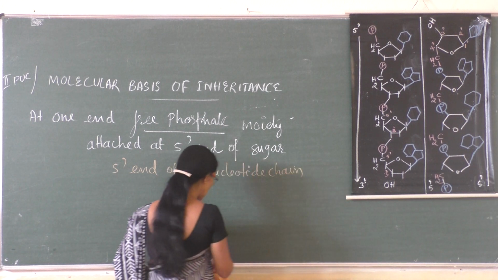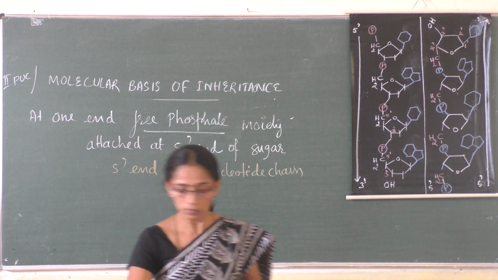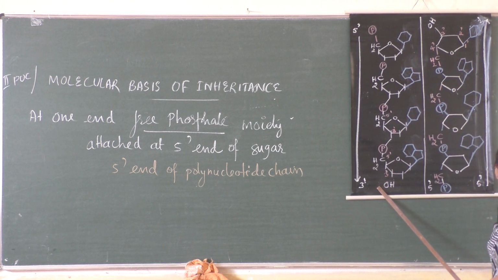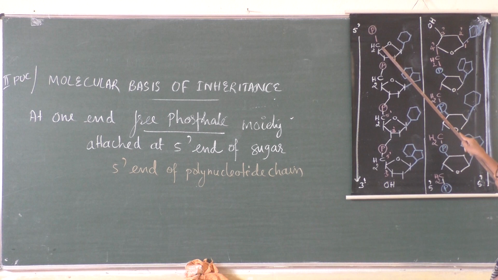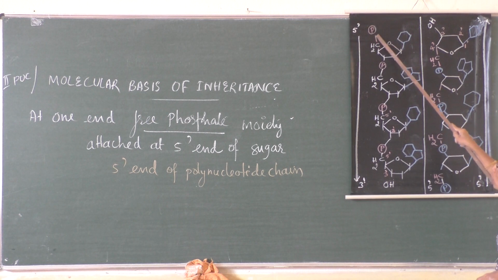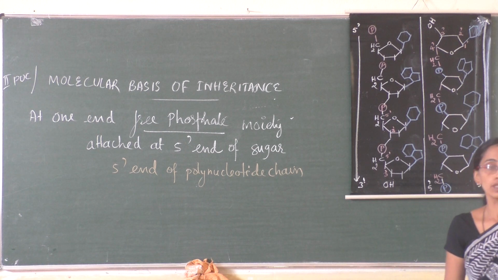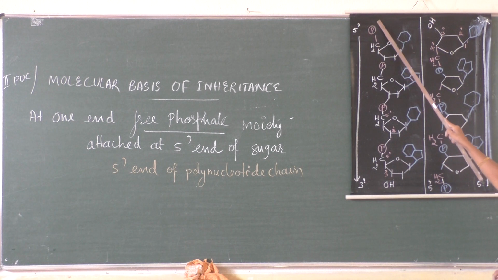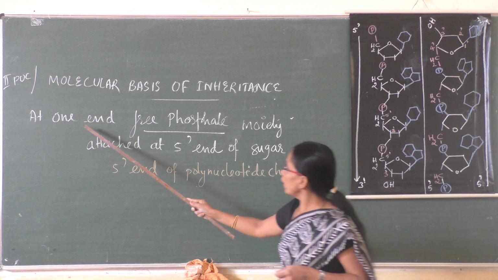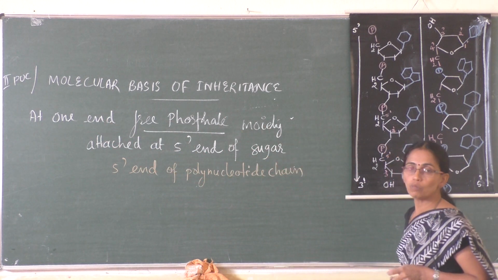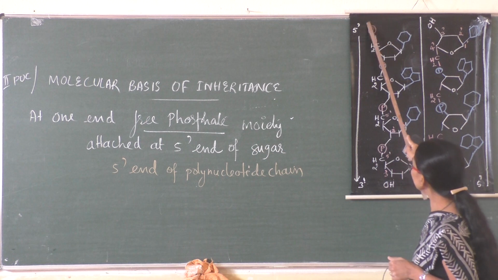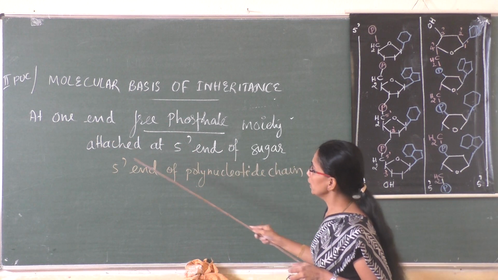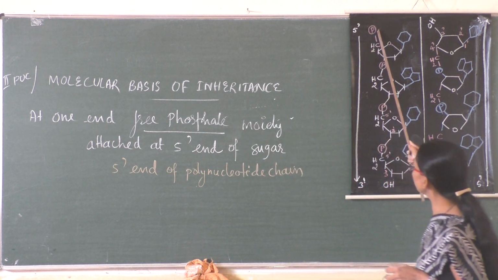Now again observe the long chain. This is one end, this is another end of the chain. At one end, there is a free phosphate group. The chain at one end has a free phosphate moiety. Moiety is a portion or a part. So at one end, the polynucleotide chain is with a free phosphate moiety.